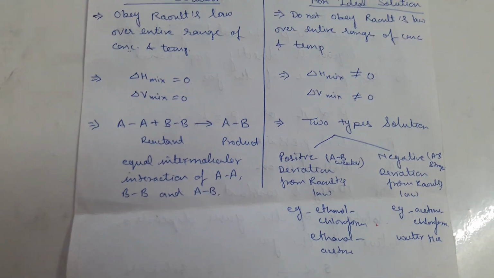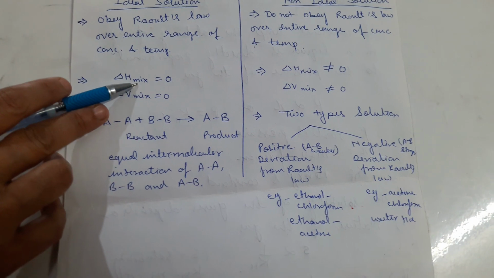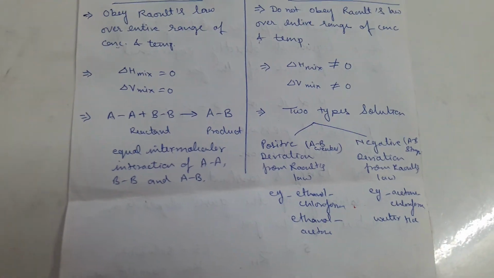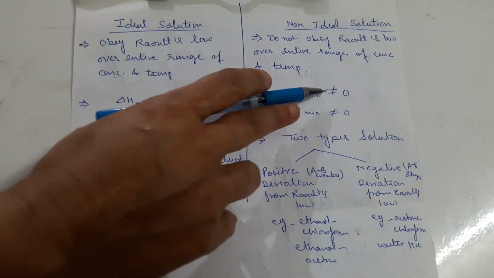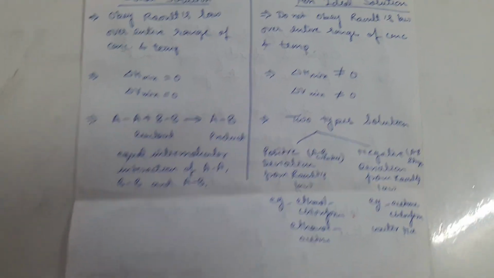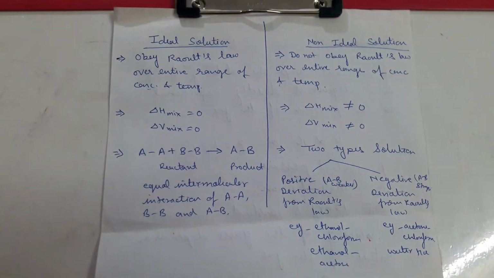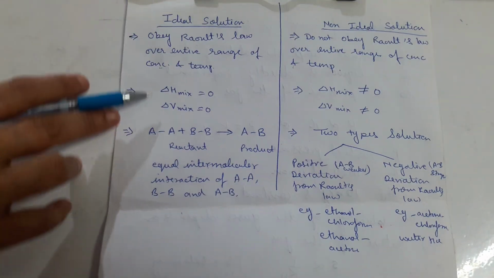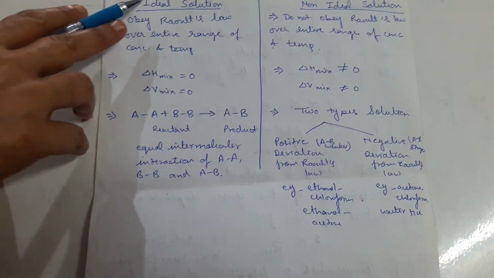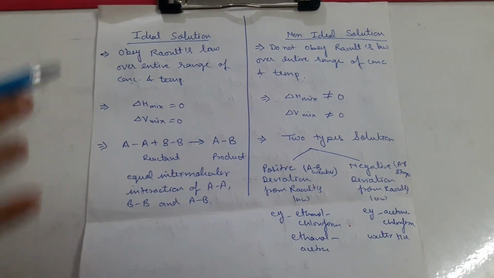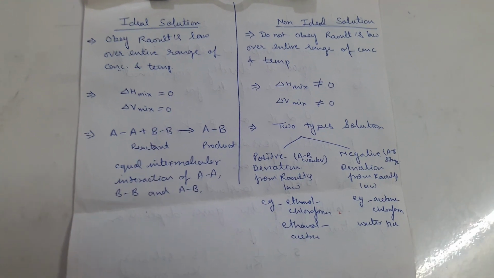In the case of ideal solution, the delta H, that means the change in enthalpy of the mixture, is always equal to 0. And in the case of non-ideal solution, the delta H mixture is not equal to 0. That means the change in enthalpy in the case of non-ideal solution is never 0. And the change in the volume of the mixture is equal to 0 in the case of ideal solution, which is not equal to 0 in the case of non-ideal solution.